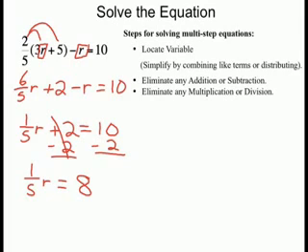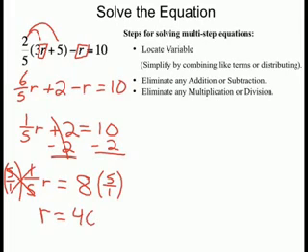So now to eliminate that 1/5, we multiply both sides by its reciprocal, 5 over 1. On the left side, they cancel each other out. We're left with r. On the right side, 8 times 5 over 1 is 40. So r equals 40.